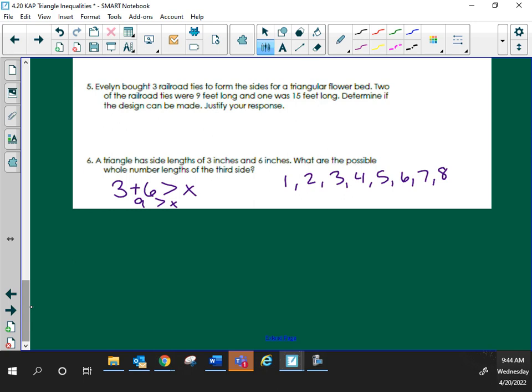Okay, because what if 6 is the longest side. What if I have 3 and like 1? 3 plus 1, is that greater than 6? No. What about 2? 3 plus 2, is that greater than 6? 3 plus 3? No. 4 plus 3? Yes. So these are my possible lengths because I have to try different combinations.